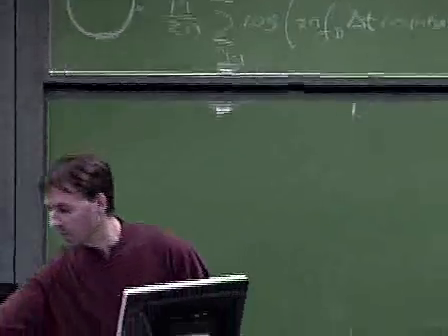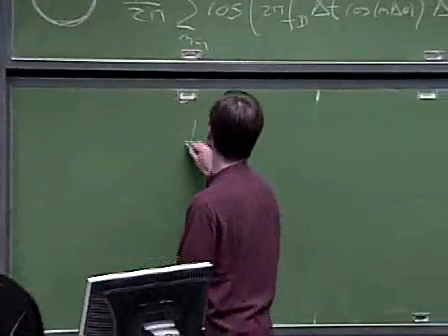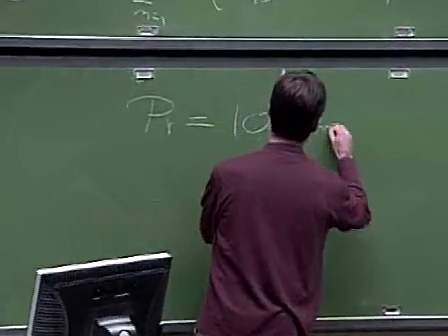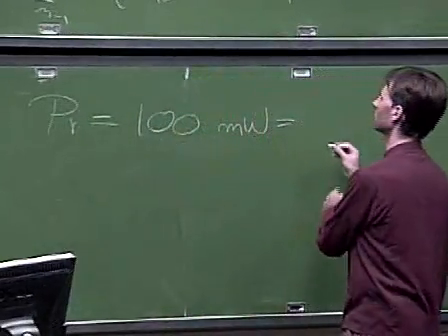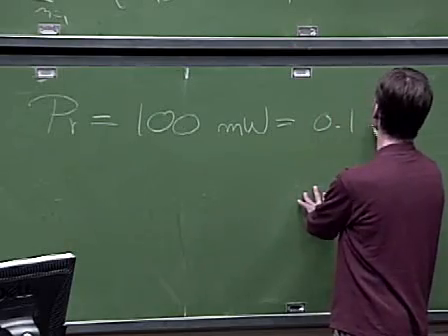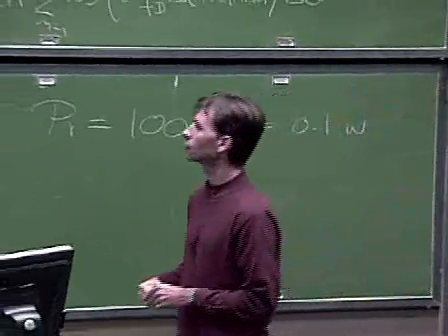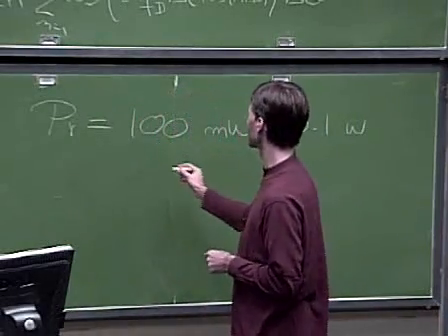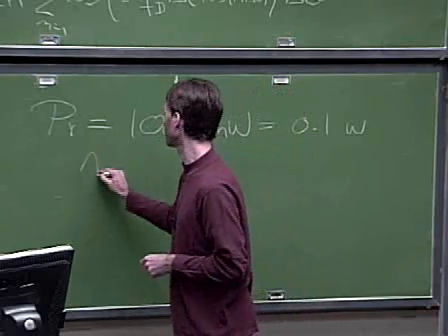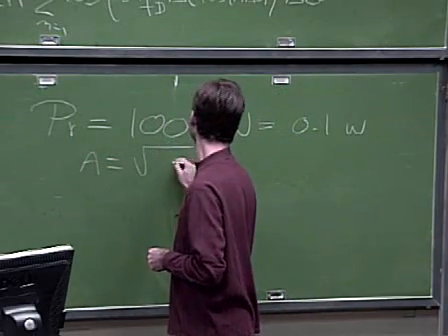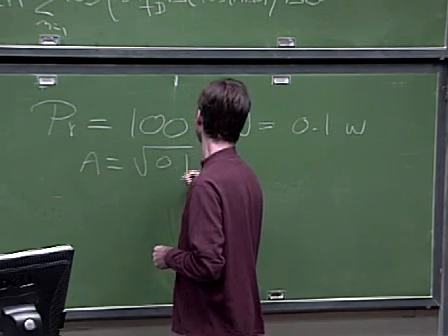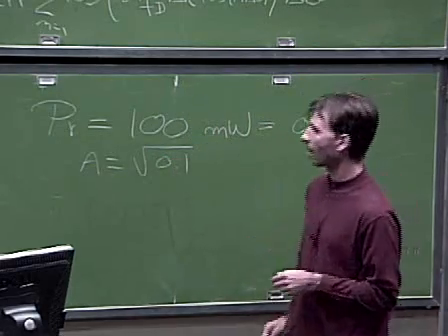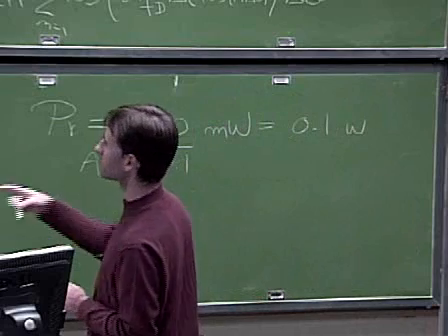So we're saying that the average received power is equal to 100 milliwatts, and this is 0.1 watt. Okay? So what's the amplitude that corresponds to this power? It's the square root of this, right? So the amplitude, let's call it A, is equal to the square root of 0.1, which is about 0.3, something like that. So I can formulate the same question using amplitudes.